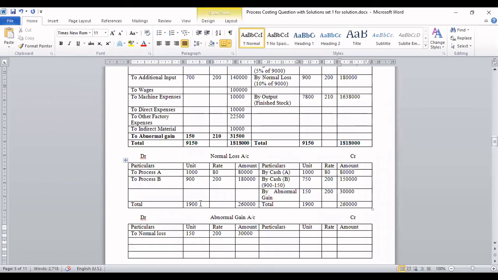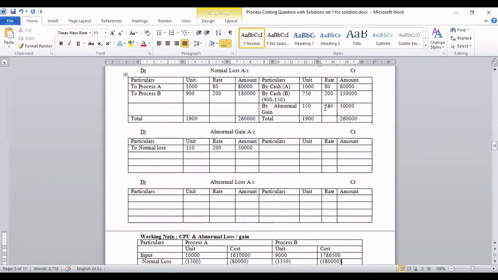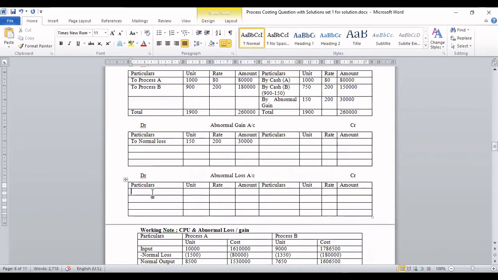Okay, bacha. Now we are going to abnormal gain and abnormal loss. See here, beta. Just check the entries of abnormal gain and abnormal loss. See, abnormal loss is appearing on which side? Credit side. So when you post it in abnormal loss, it will appear on the debit side. Correct, beta? So it is in process A. So we'll write here to process A account. Yes, bacha. What was the unit?